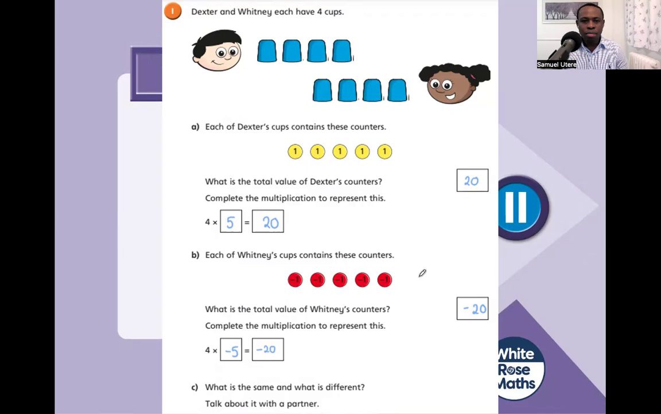Next, you're asked to complete the calculation. You just write 5 there. Next, each of Whitney's cups contains these counters. So again, it is 4 times negative 5, which would be negative 20. All right. Now, what's the same, what's different? Dexter's counters are positive, Whitney's counters are negative.